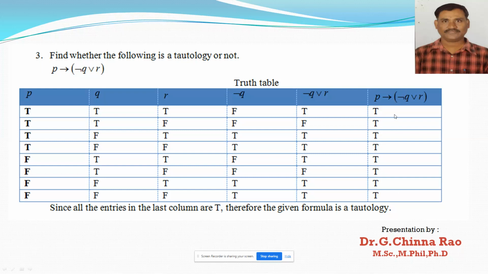If the compound proposition contains all false, then it is called a contradiction. Okay.